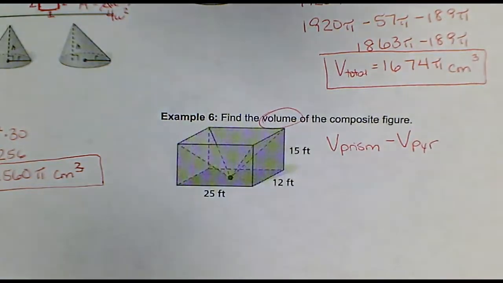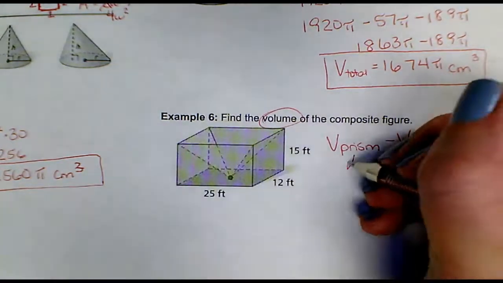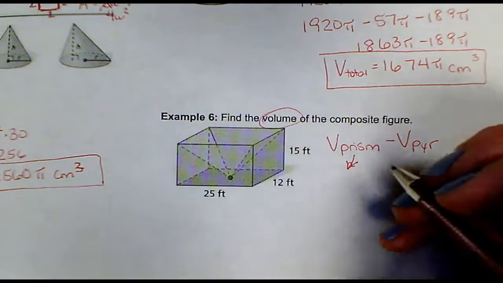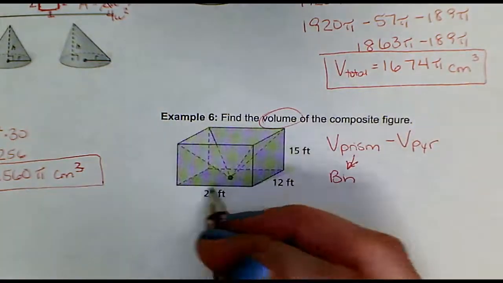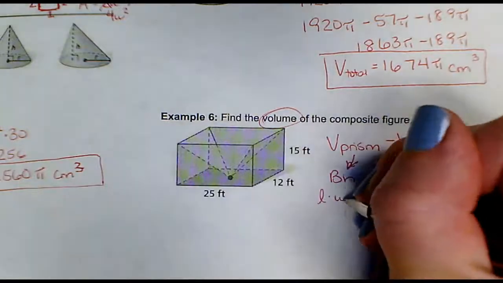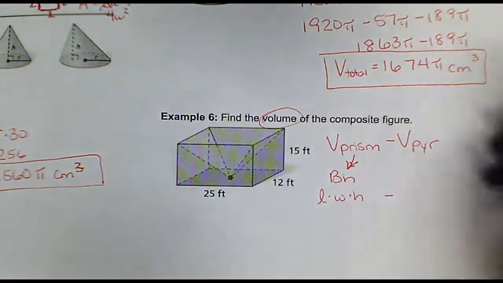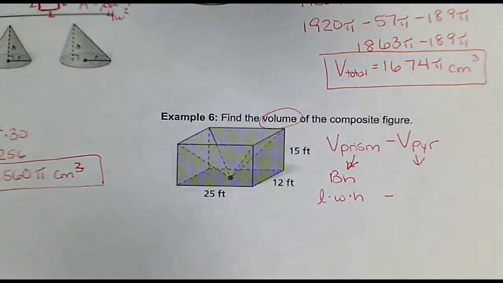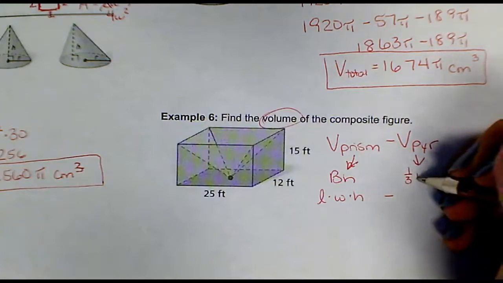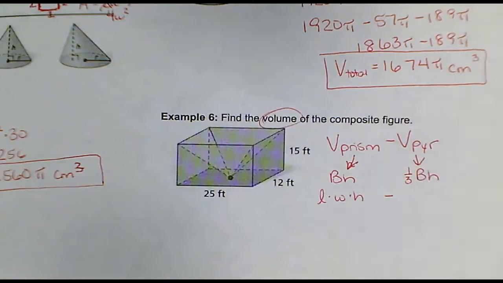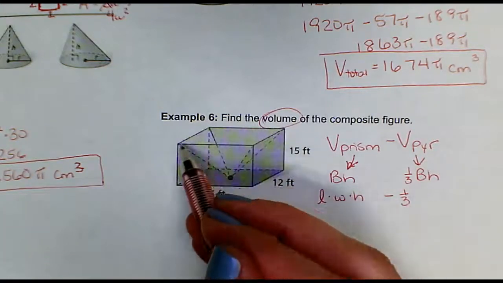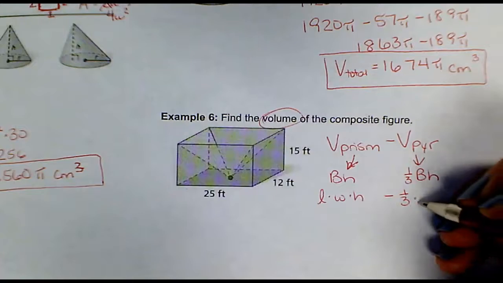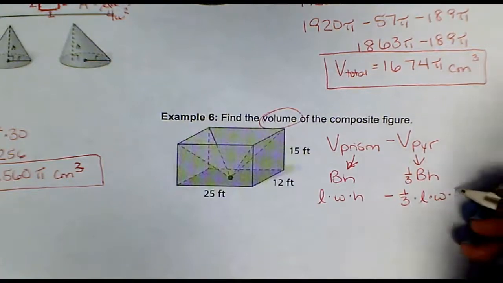So let's make sure that your formula has all the right pieces. The volume of the prism, that volume formula is the area of the base times the height. Well, the area of the base is the length times the width. So length times width times height. And you need to subtract out of it the volume of the pyramid. That formula is 1/3 times the area of the base times the height of the pyramid. And the area of the base would be the length times the width because the base of the pyramid and the base of the prism are exactly the same. So times length times width times height.